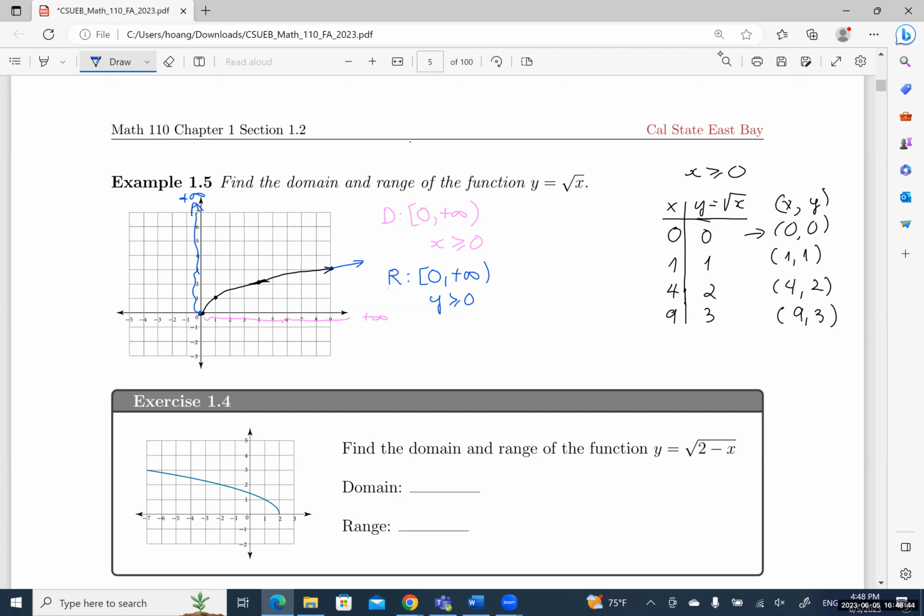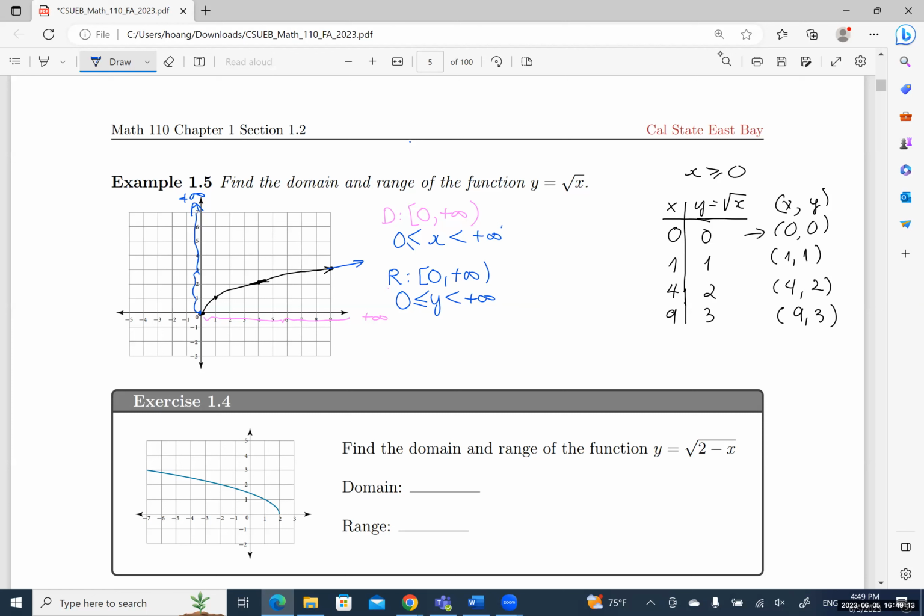Maybe I'll write it like this, better. Let me change this. Give me 1 second. So I write y in between 0 and positive infinity, but not including infinity. And x is in between 0 and positive infinity, but not including positive infinity.